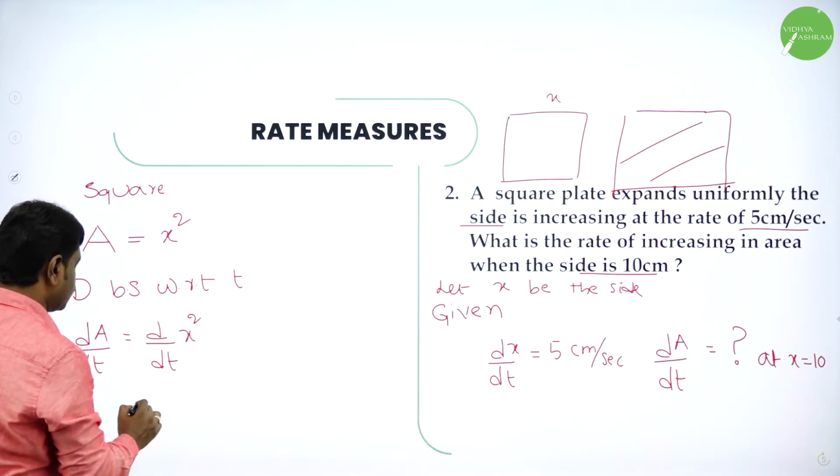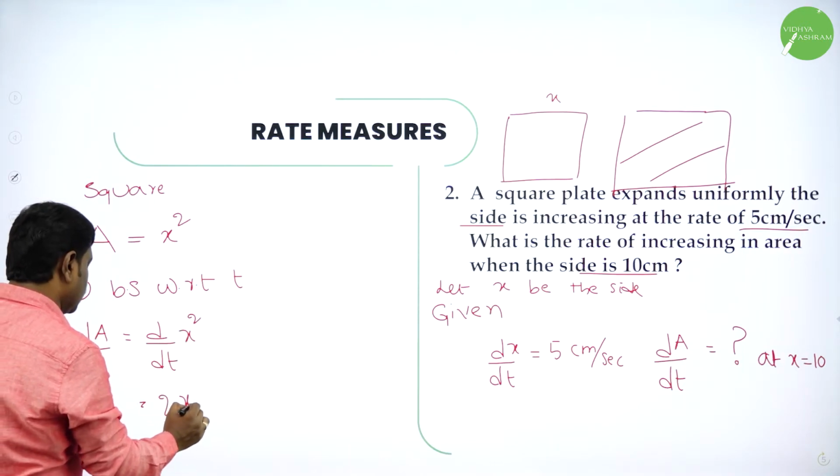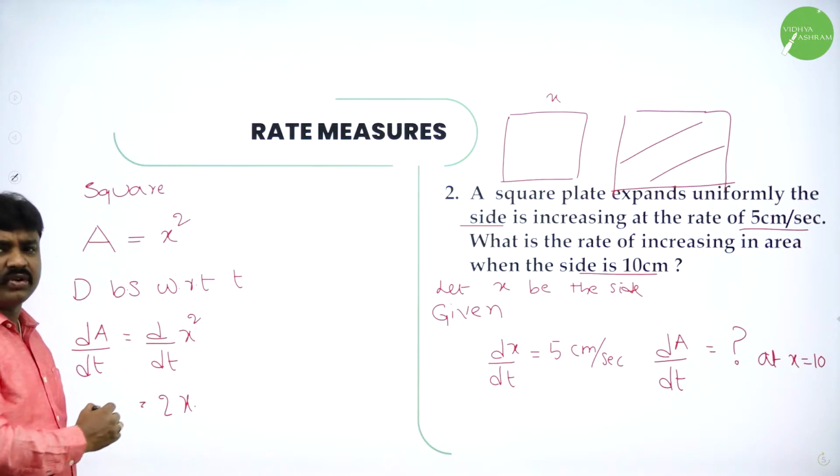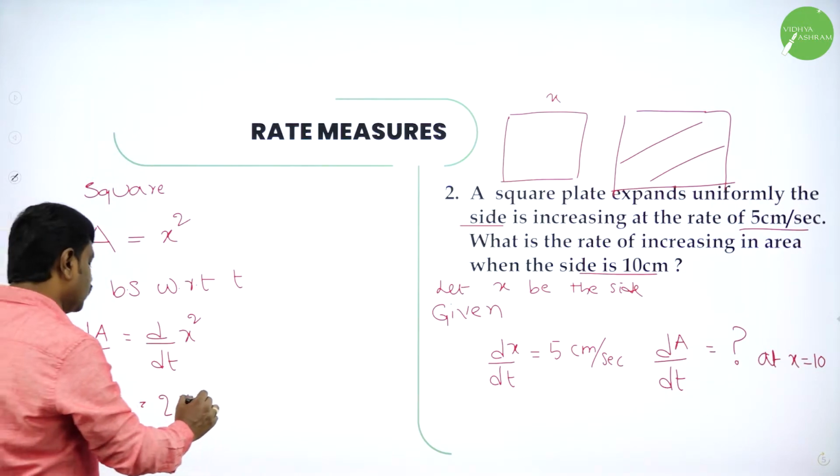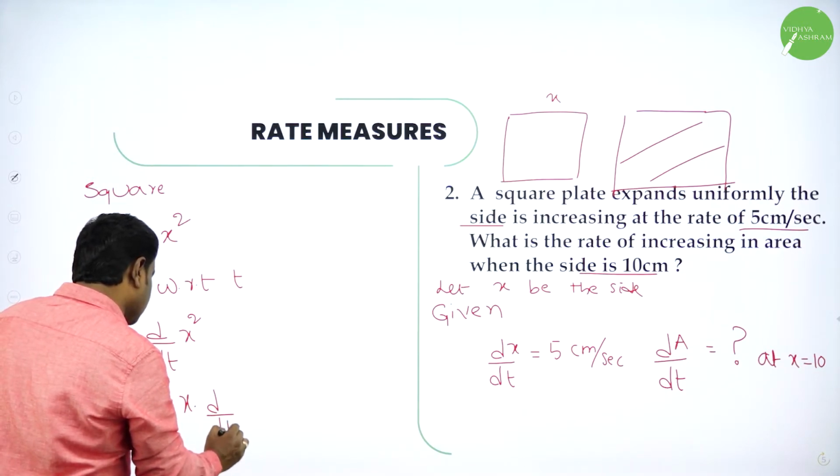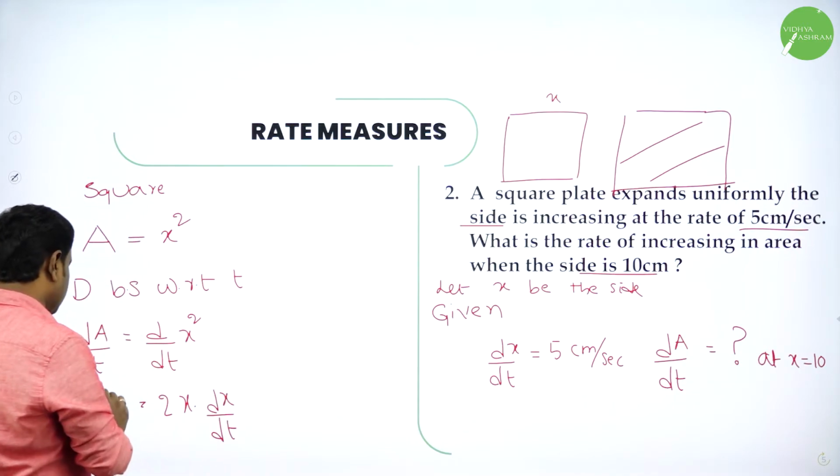And what is derivative of x square? x power n is n into x power n minus 1. So 2x, and don't stop there, into d by dt of internal function x. 2x into dx by dt.